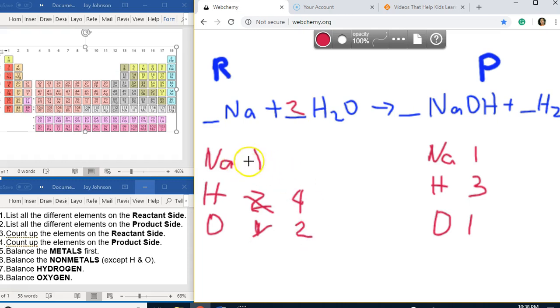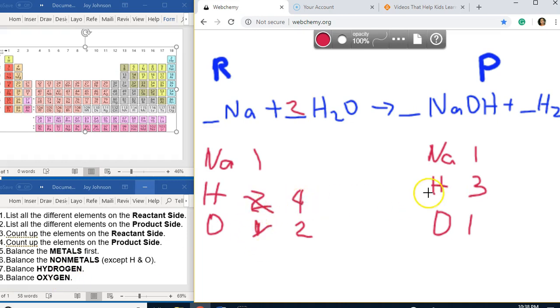Now let's look at the numbers again. We have Na is 1, still balanced. Our hydrogen is now 4 on the reactant side and 3 on the product side, so that's not balanced. And also our oxygen is 2 on the reactant side and 1 on the product side. So let's do our hydrogen first. This is the sequence that you're going to do. The top we're going to leave alone. We go to the second one, which is hydrogen. We do hydrogen first before the oxygen.